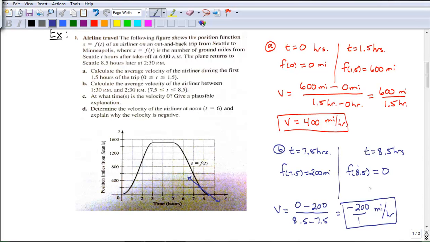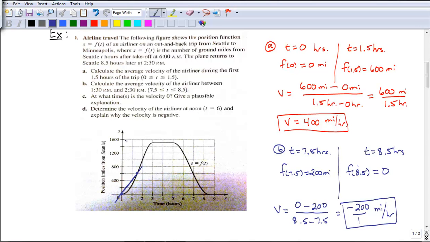At part C it says, when is the velocity 0? And if you look here, when you figure out where the velocity is 0, what you're doing is looking for where the slope of the line between 2 points would be 0. Notice we had 0 and 1.5, and we looked at the slope of that line to figure out the velocity. So where in this graph would we get a line that has slope 0?